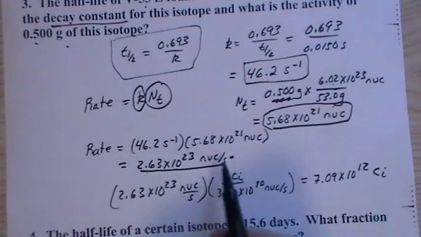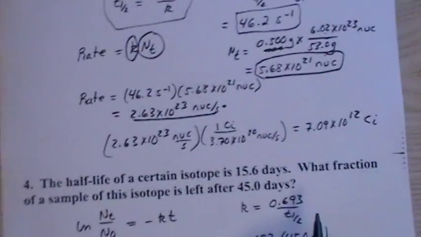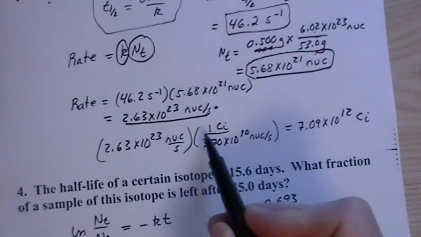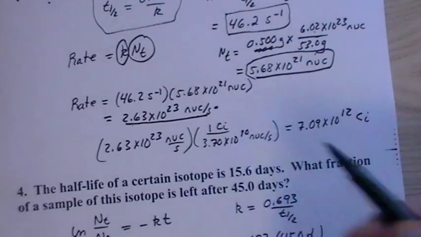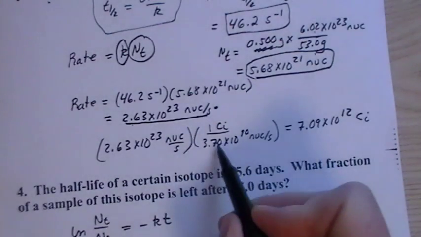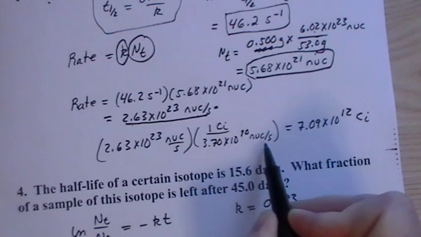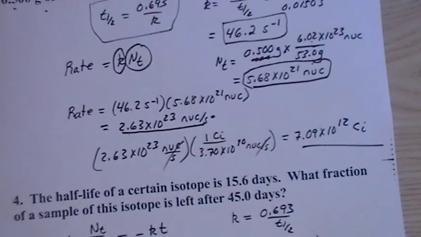So we got a lot of nuclei. We should, because it's 0.5 grams. That's a lot, and so we should expect to see a large number here. But then we want to convert to Curies. We have this many nuclei per second that are decaying. And then we have 1 Curie, it's 3.7 times 10 to the 10th nuclei per second. These cancel. We're left with a very high activity.